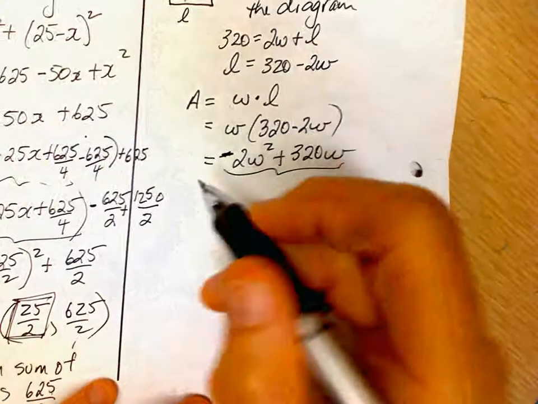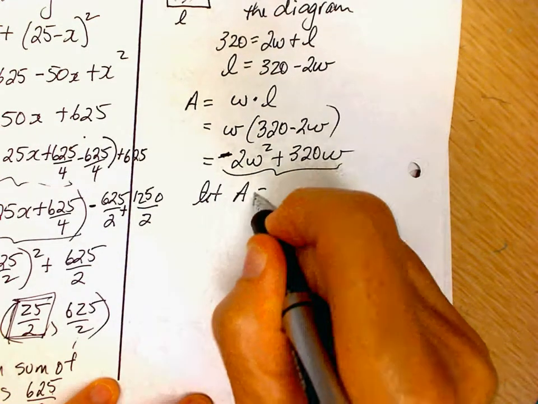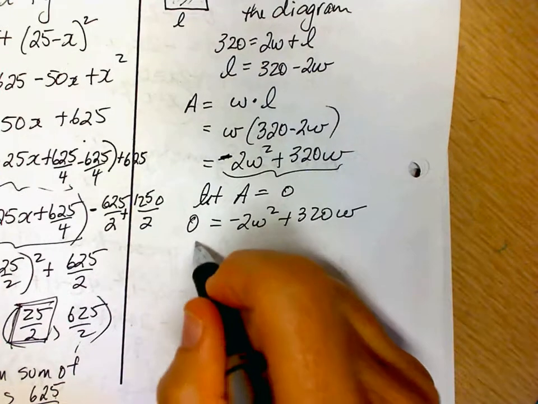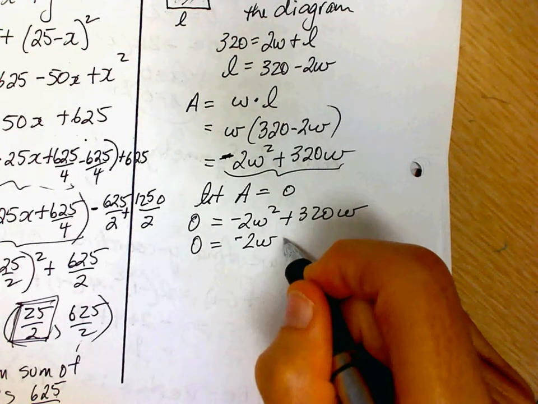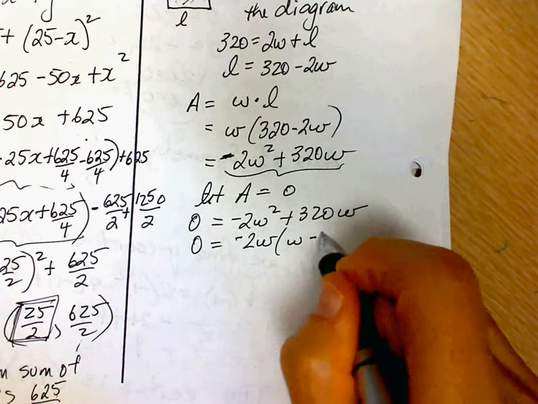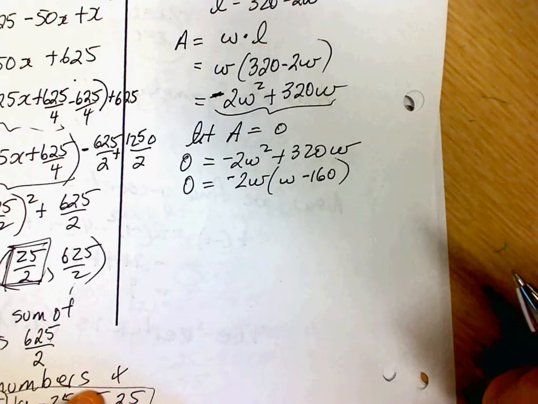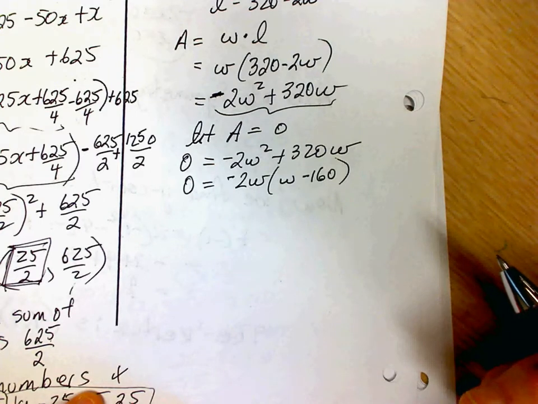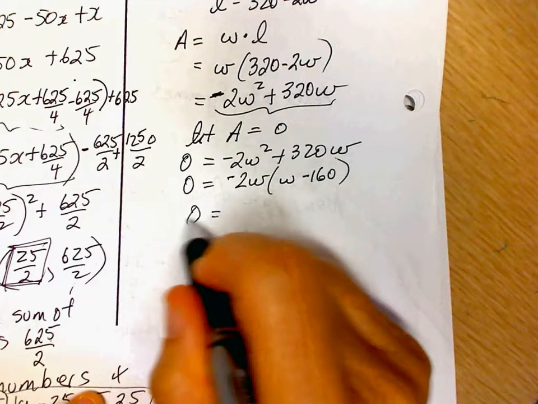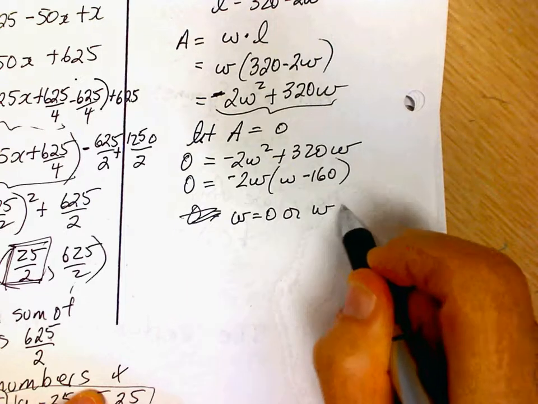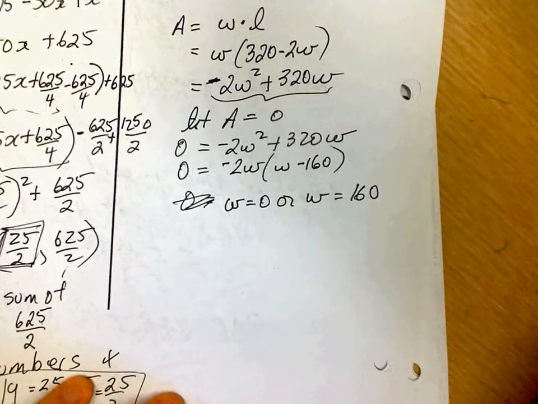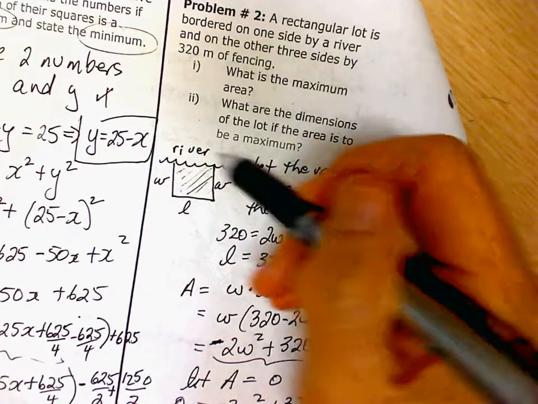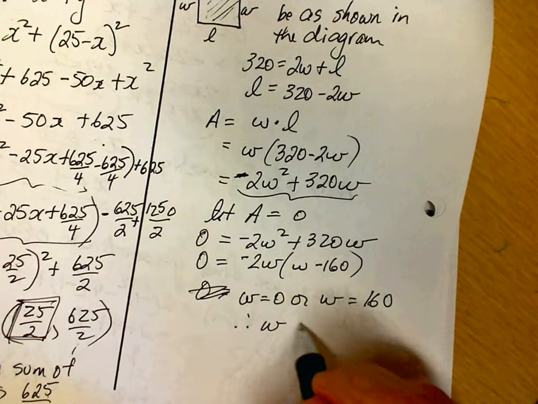Well, no, okay, we can go let A equals 0. So 0 equals minus 2W squared plus 320W. 0 equals negative 2W times W minus 160. So W equals 0 or W equals 160. You get it there, right? Well, this is not true because width cannot equal 0. If width equals 0, you don't have a rectangular lot. Therefore, W equals 160.